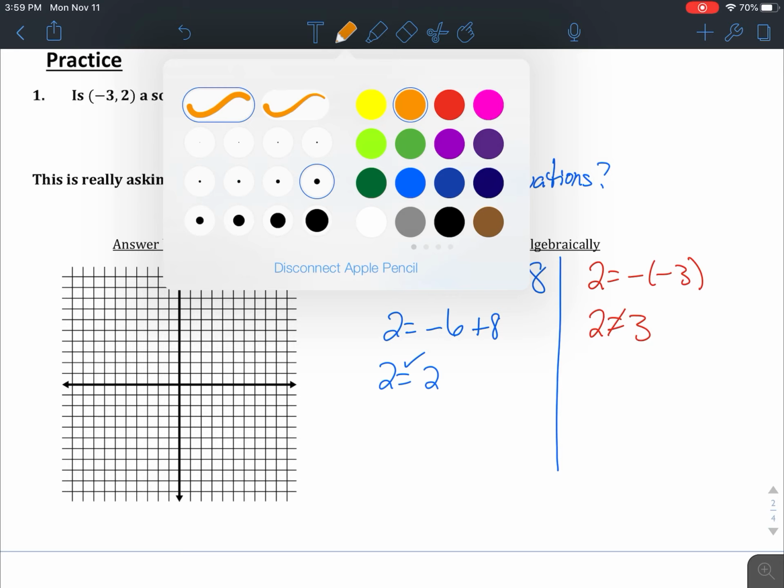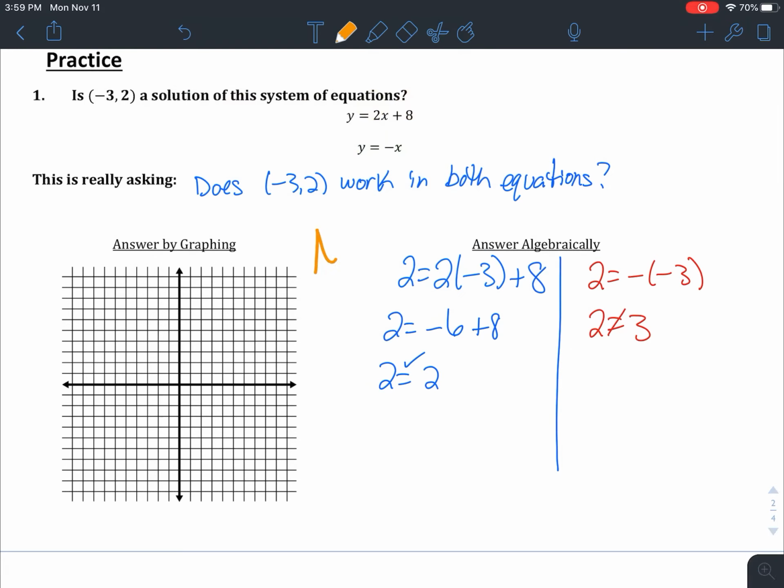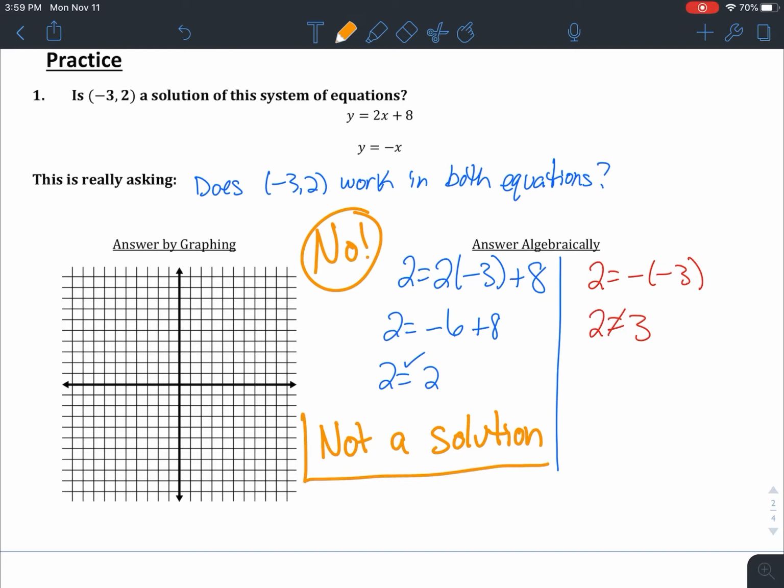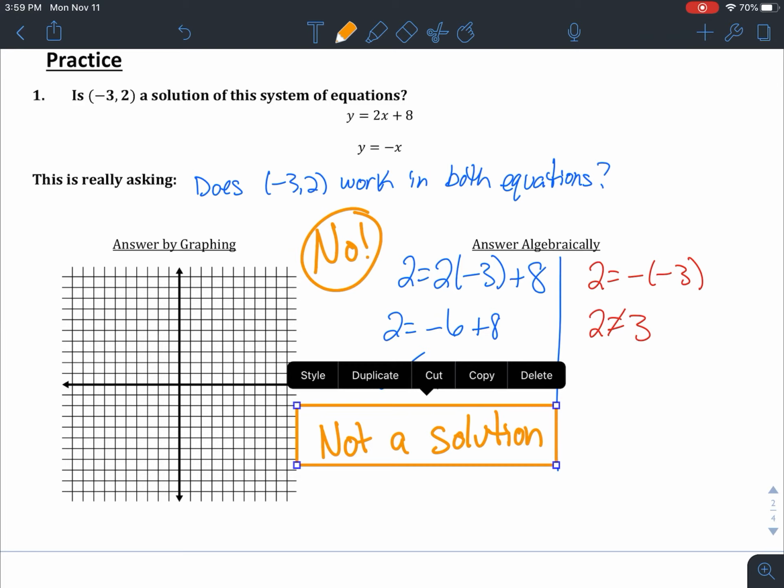I don't like how big that turned out. Let's shrink you down a little bit. No, it is not a solution. So you can say no because it's phrased as a question here. Is it a solution? So you could say yes or no. Most of the time, we'll go ahead and just say not a solution is another option for us. That's the nicer way, the more formal way of saying it. If you don't like that and you like just making extreme statements, shout no at your paper. Go for gold. Okay. So that's algebraically.